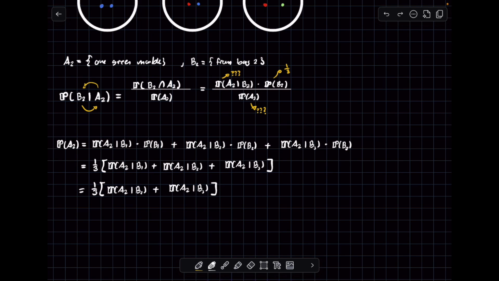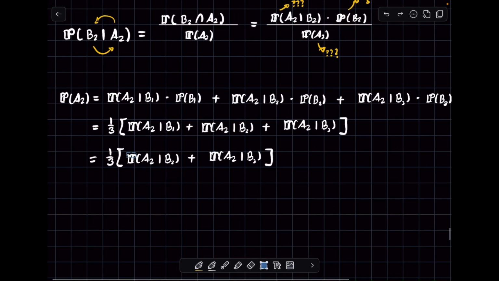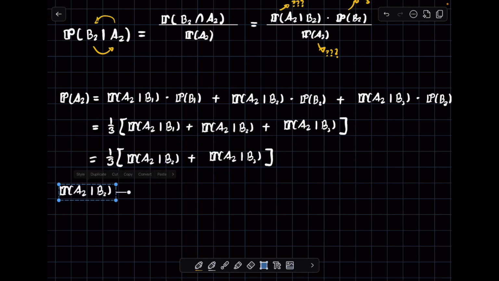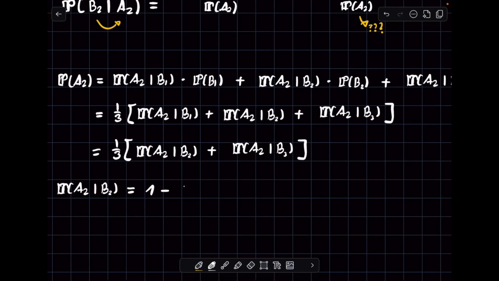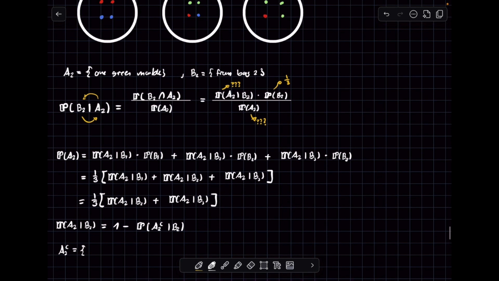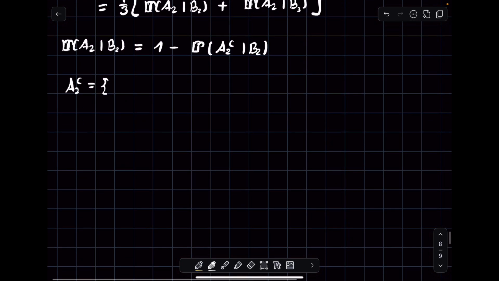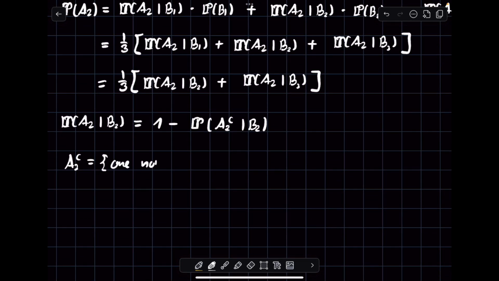So what do we do here? It's a bit confusing because we don't know any of this information. We don't know A2. But what we do know is the complements. So we know for a fact that this can be equal to 1 minus P A2C B2. And what's A2C? A2C would be that we get a non-green marble, right? And that's pretty much what we're stating.